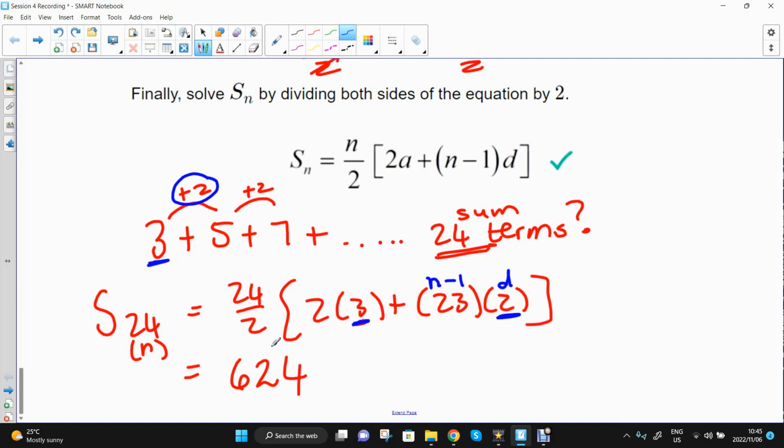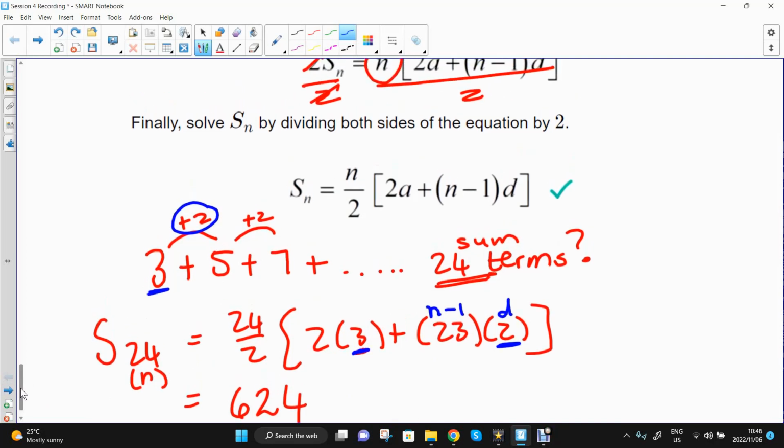And if you plug that in your calculator, or you can just work it out quickly. Obviously, in the Maths Olympiads, you don't have a calculator, but this is very easy to work out, and you will get 624. So this is just a very quick way of getting to the sum of a linear sequence. Okay, useful? Please try and memorize it.